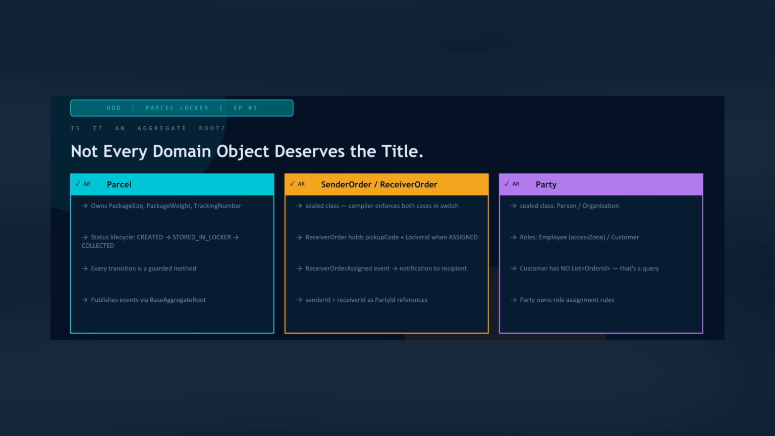Customer. We removed the list of order IDs from it this week. It seemed like a natural thing to have, but every new order would have to modify customer, so two aggregates in one transaction, and the list grows forever with no business rule attached to it. That is a query, not domain state. Order repository find by receiver ID does the same job without touching an aggregate.